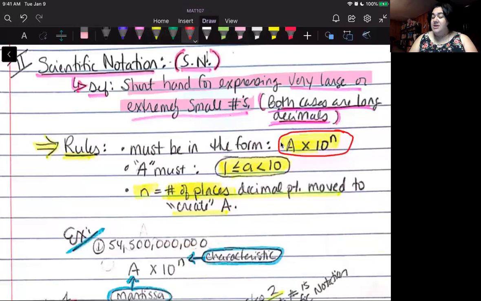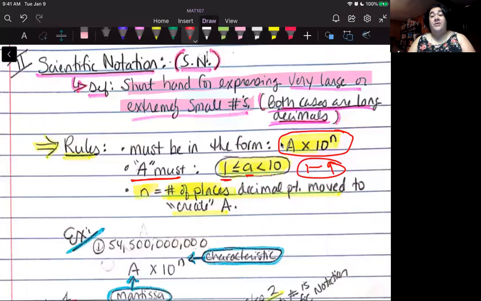A, in essence, is the decimal that you're going to work with, and it has some rules that it must follow. A must, you see here, be greater than or equal to 1, so it can be 1, but it must be less than 10, so it cannot be 10. So in essence, A must always be any decimal number that falls between 1 and 9, okay? Those are the rules.